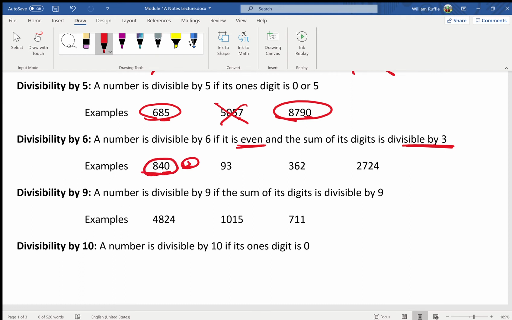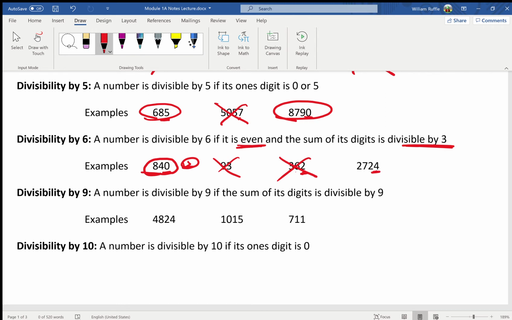Now, this is an odd number, so I'm not even going to bother trying. Now, the tricky part on this one, if I did try, 9 plus 3 is 12, 3 does go into 12, 93 is divisible by 3, but that's not good enough. It has to be even and divisible by 3. All right, this is an even number, so I will try. 3 plus 6 is 9, 9 plus 2 is 11. 11 is not divisible by 3, so that doesn't work.